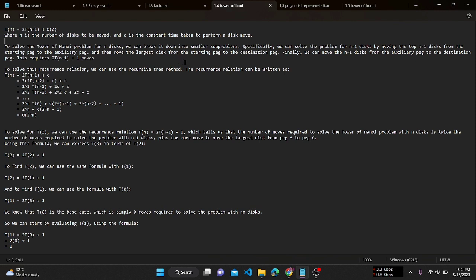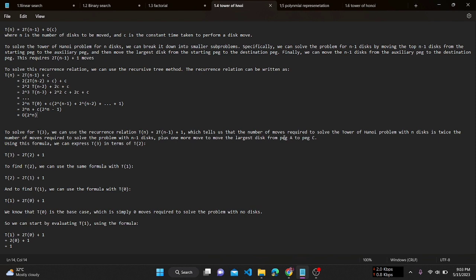Using this formula, we can express T of 3 in terms of T of 2. The T of 3 is equal to T of 2 plus 1. To find T of 2, we can use the same formula with T of 1. T of 2 is equal to T of 1 plus 1. And to find T of 1, we can use the formula with T of 0. T of 1 is equal to T of 0 plus 1. We know that T of 0 is the base case, which is simply 0 moves required to solve the problem with no disks. So we can start evaluating T of 1 using the formula.